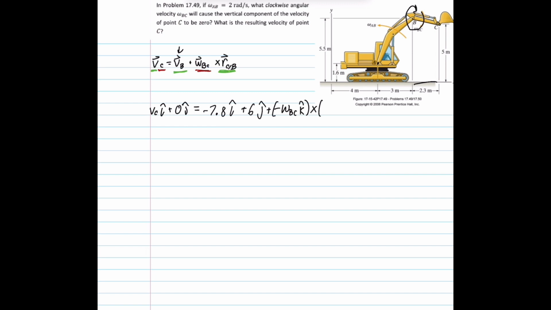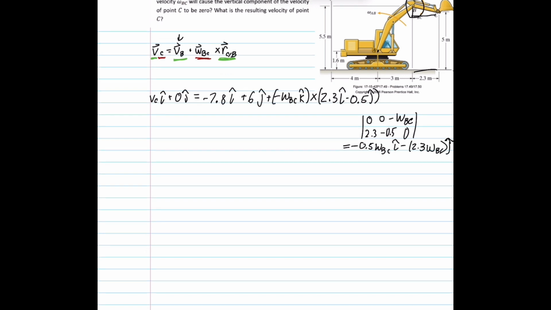So we go to the right by 2.3 meters, we go down by 0.5 meters. So 0.5 is going to be negative. Then taking that cross product real quick, we get this expression with i and j components. And then we'll rewrite this equation with this cross product rewritten.